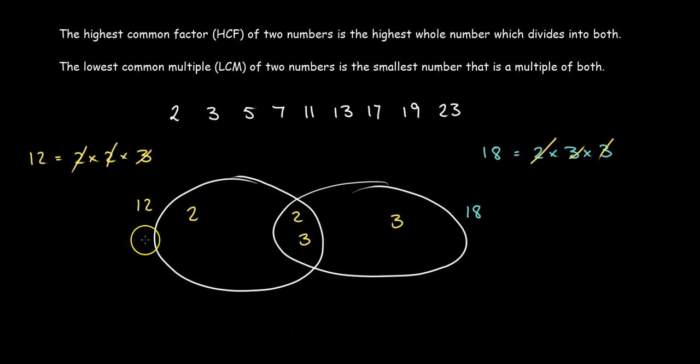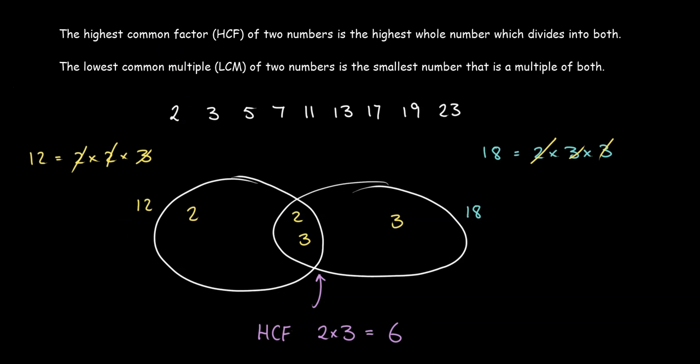So for the highest common factor, what we do is we take the middle numbers of our Venn diagram and we multiply them together. So 2 times 3 in this case, which will give me 6.